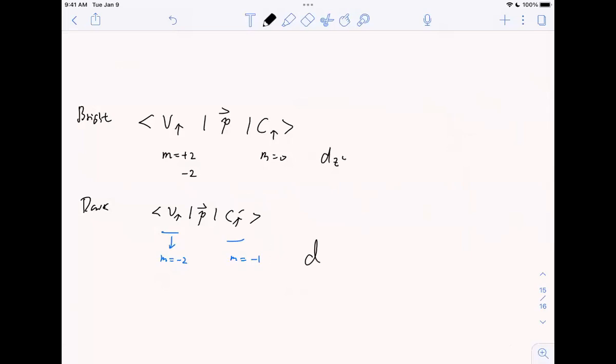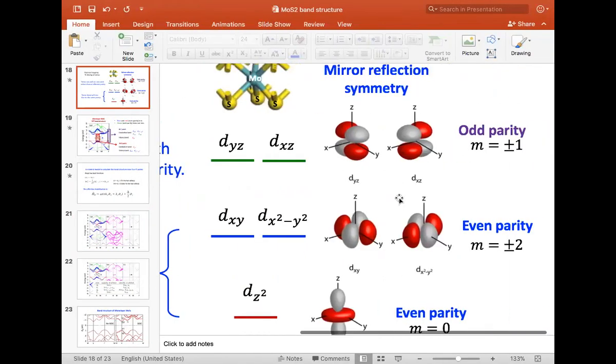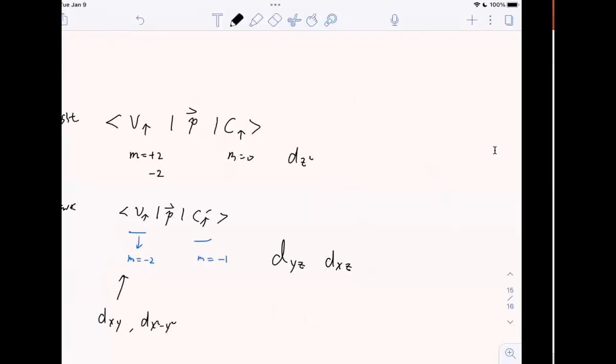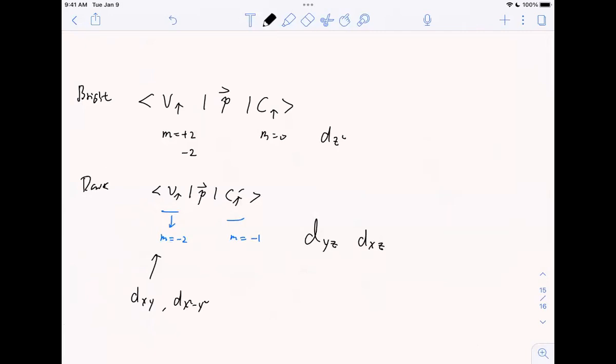The m-1 orbit is which one? Let me see. M-1 orbit is this one. So this is the dyz and dxz, and this one is dxy. Okay, so the valence band is basically this orbit. For bright exciton, you're dealing with this dz square orbit. For the dark exciton, you're dealing with this.